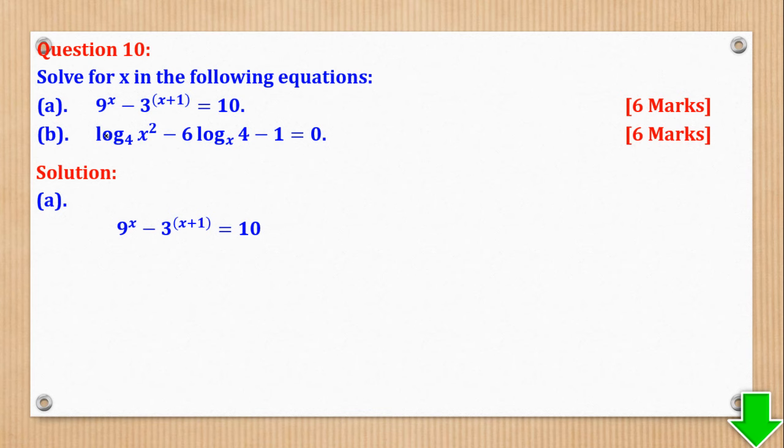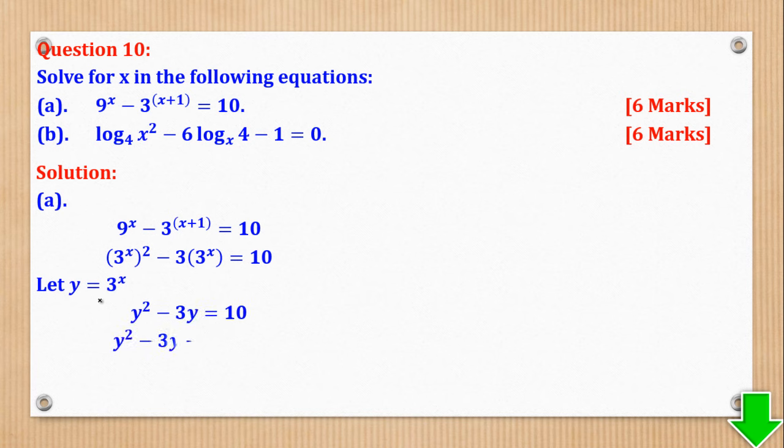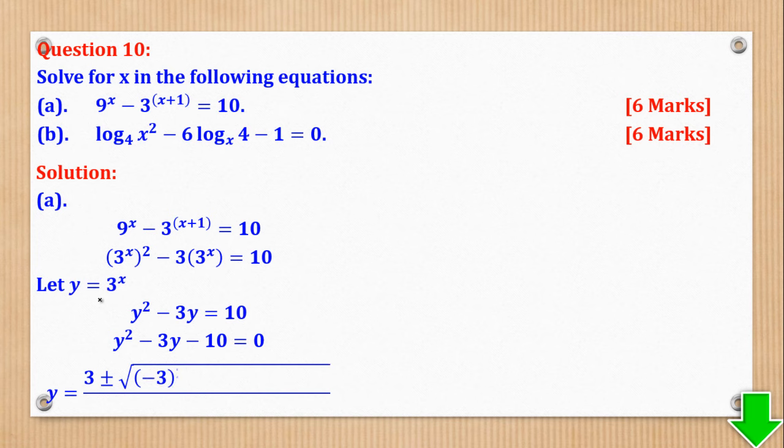Part A, we have that. We need to rearrange. So 9 is the same as 3 to power 2. But I want to express in terms of 3 to power x. So 3 to power x, all to power 2, is the same as this. Then here it is 3 to power x times 3 to power 1. From there we shall let y be equal to 3 to power x and substitute to get a quadratic. Then we can solve the quadratic using the quadratic formula.